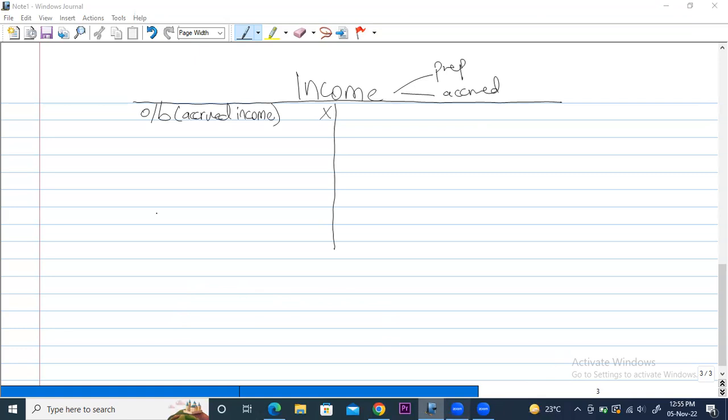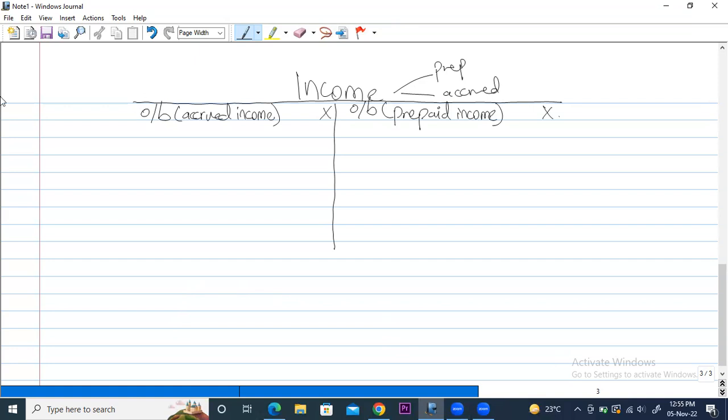So on the other side, we write the opening balance, but this is of prepaid income, because one liability that we studied was prepaid income. Prepaid income means that any income we have earned beforehand. So prepaid income is a liability. So opening for that will come on the credit side over here. So this is one thing.